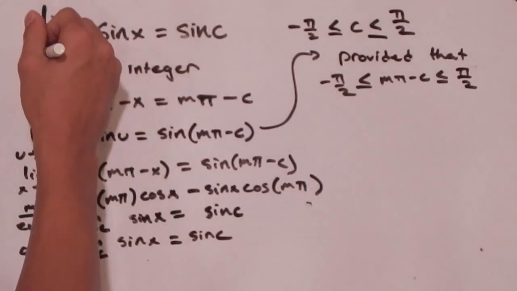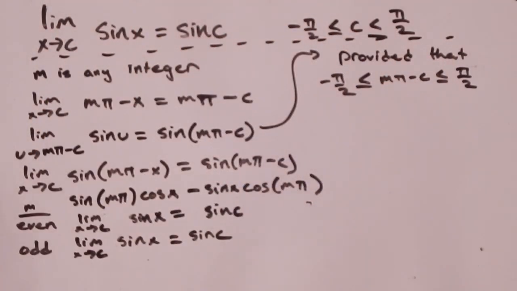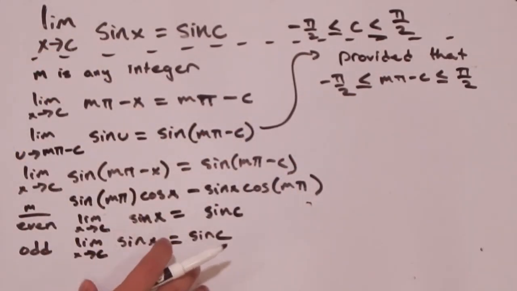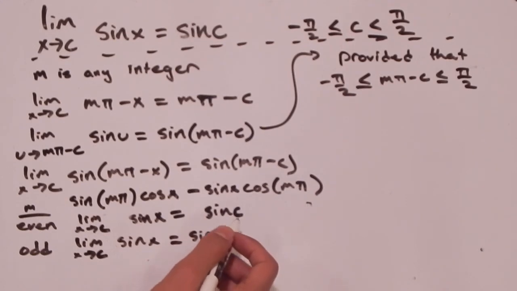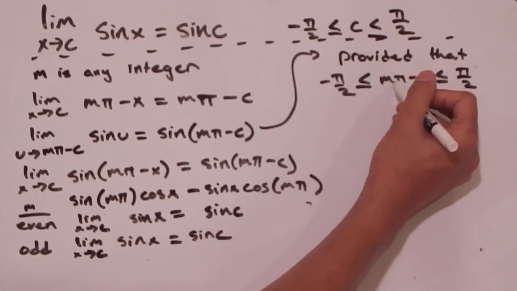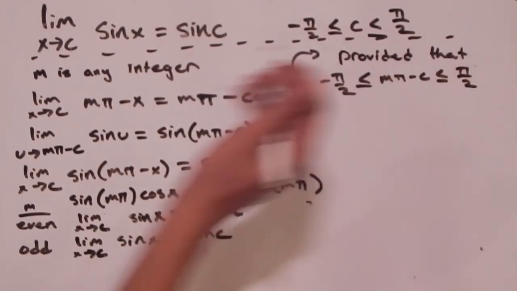This expression we showed to be true for when c is greater than or equal to negative pi over 2 or less than or equal to pi over 2. And now using this process right here, we've extended this to the limit being true as the limit as x goes to c of sine of x equals sine of c for any integer m where m pi minus c is greater than or equal to negative pi over 2 and less than or equal to pi over 2.